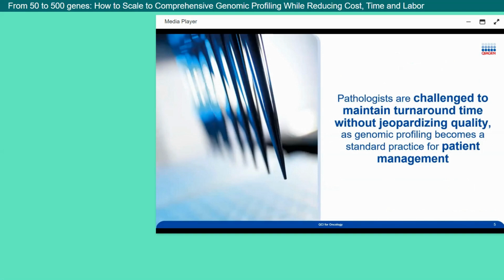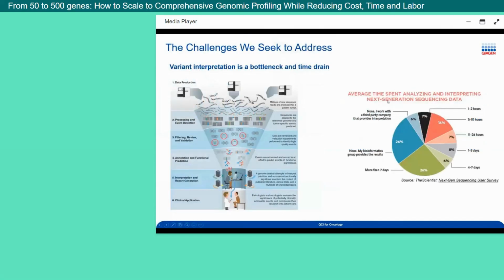Thus, pathologists and clinical labs are challenged to maintain turnaround time without jeopardizing quality for patient management. So according to an independently conducted survey, the most significant bottleneck in the NGS workflow is the length of time spent analyzing data, with over a quarter of researchers surveyed reporting that performing NGS data analysis requires more than a week.